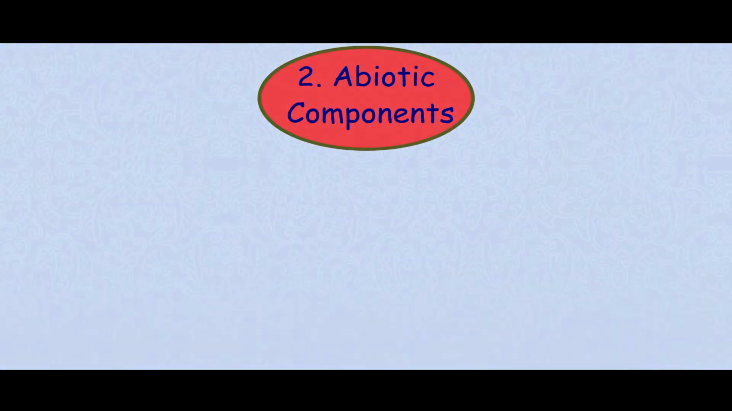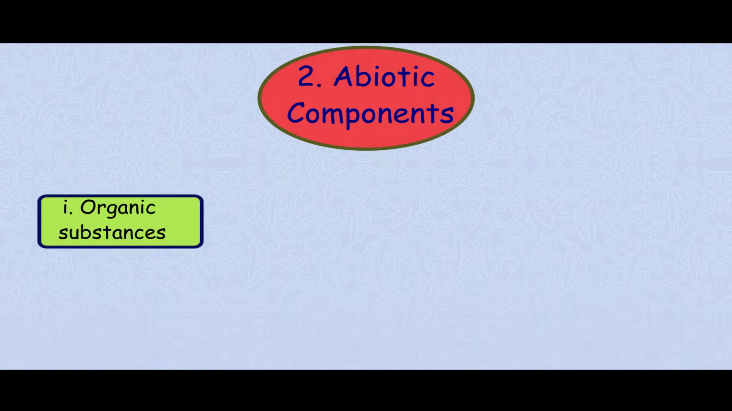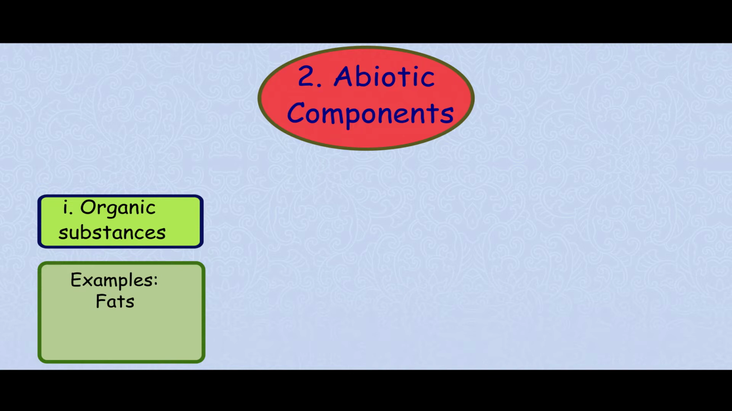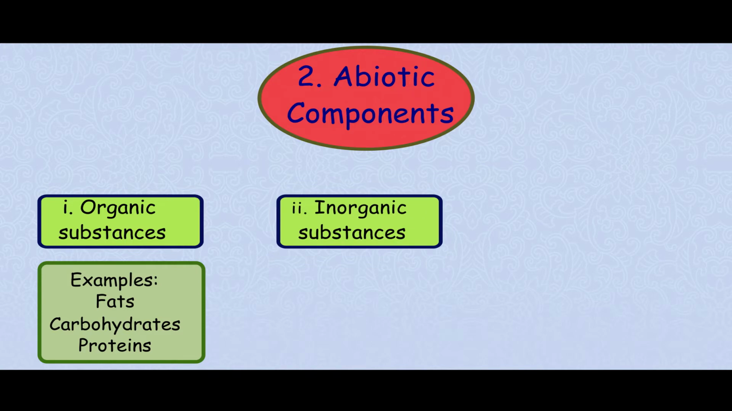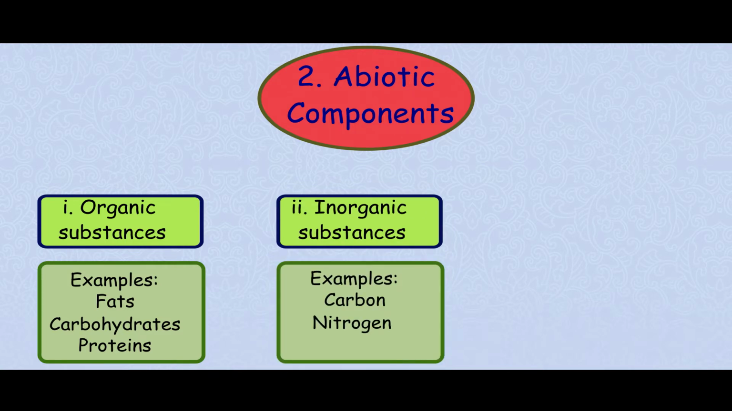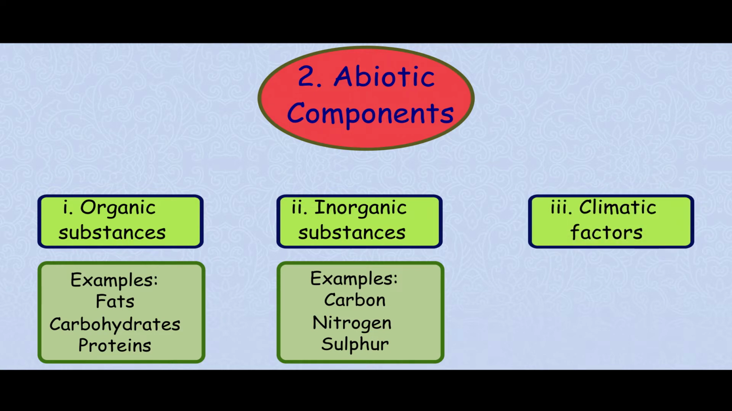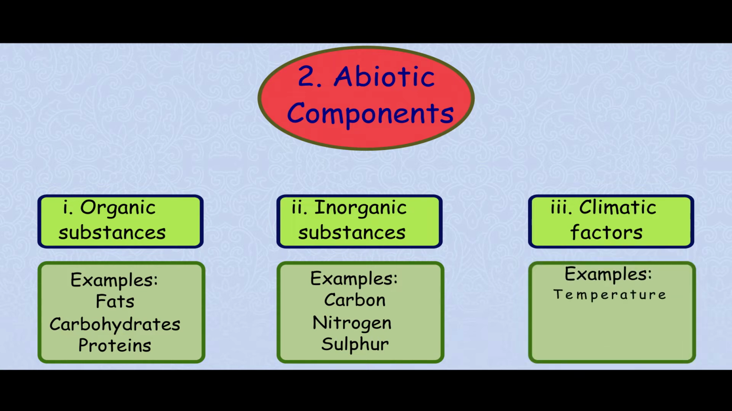Let us now look at abiotic components. Abiotic components are the non-living part. The abiotic components include organic substances, the fats, the lipids, the proteins, and then you also have inorganic compounds such as carbon, nitrogen, and sulfur. Then you have the climatic factors, which also constitute the abiotic components. The climatic factors include the temperature, the sunlight, the wind, and the moisture content in the atmosphere.